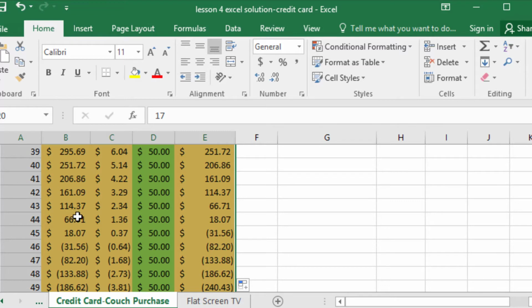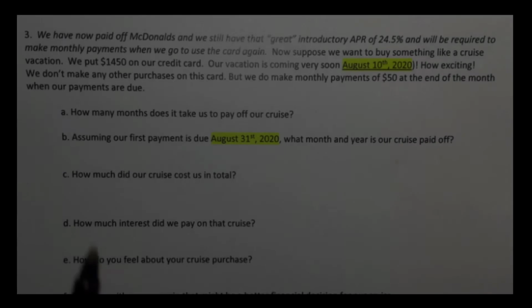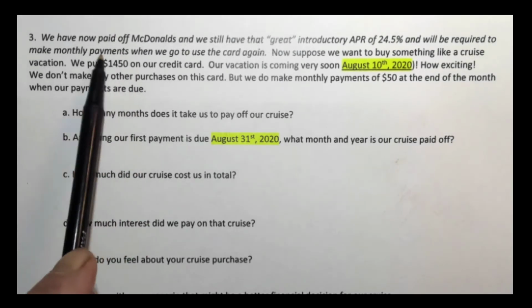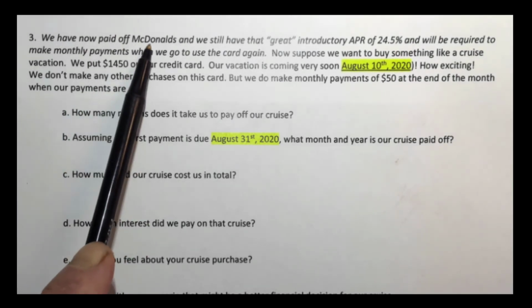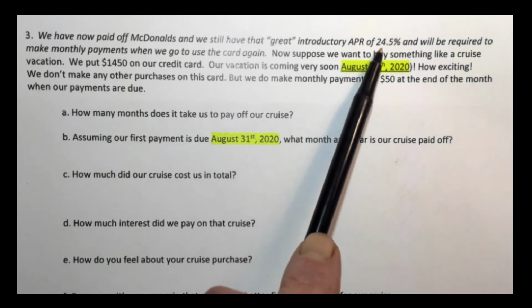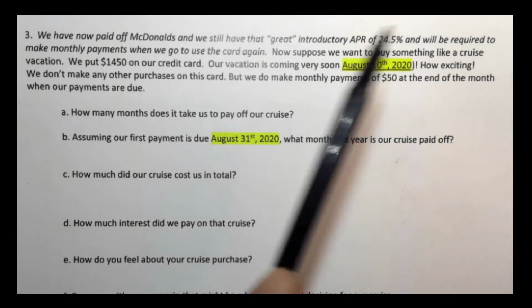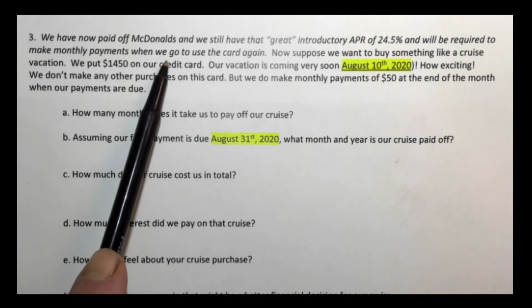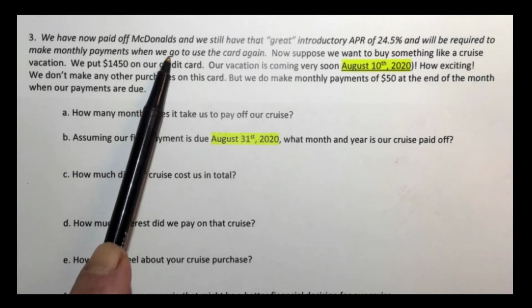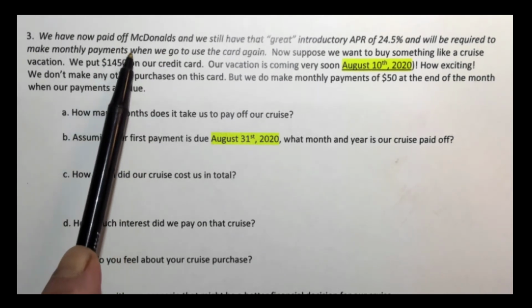So on the 44th month, we didn't pay it off, but on the 45th month, we paid it off. So it took 45 months. Okay, so now you paid off your McDonald's meal, and you still have that great 24.5% APR. And you're required to make monthly payments when you go and use the card again. That's how it always works with credit cards.